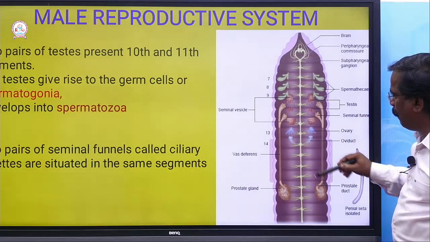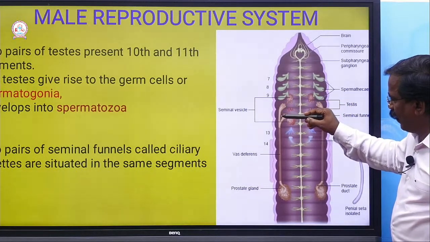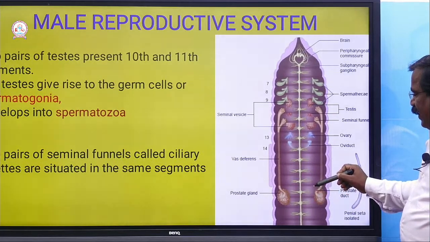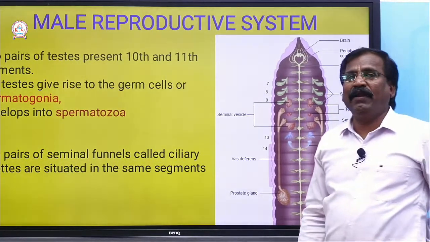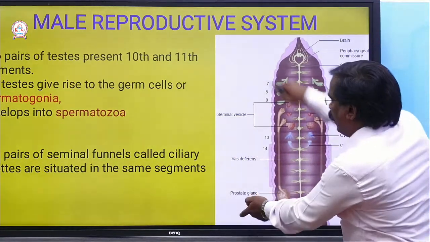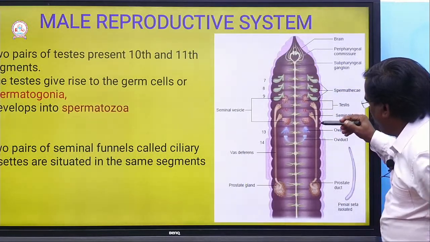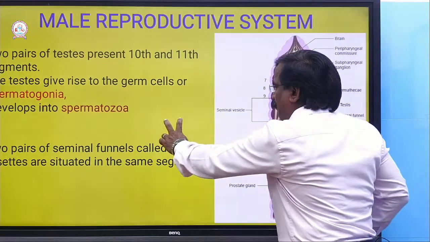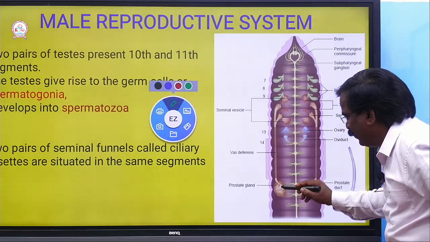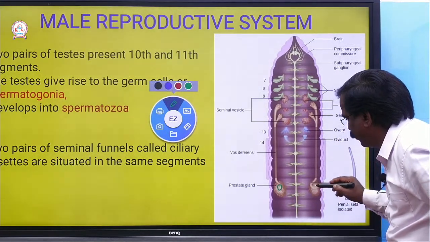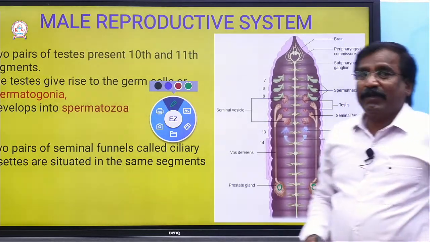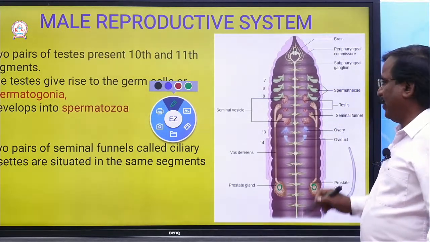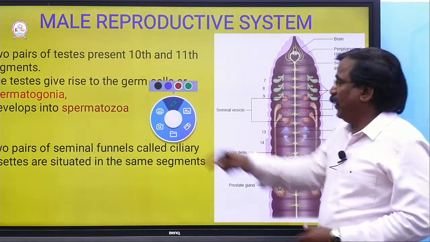The vas deferens runs from the 11th segment to where it opens in the 18th segment. The two vas deferens run backward and open to the exterior in the 18th segment. That opening is called the male genital pore.